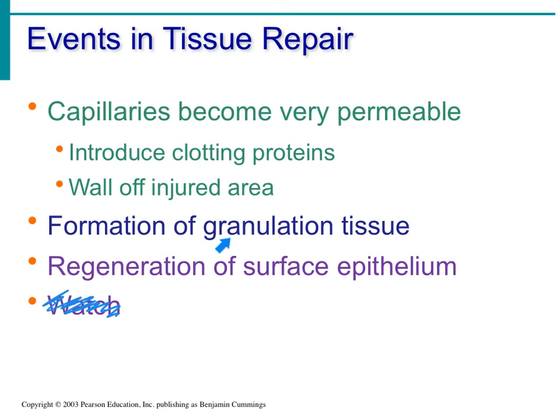Then granulation tissue is formed. That's kind of the precursor to the actual new skin, for instance. And then the surface epithelium will regenerate. That's the last step. So you form a scab, and then underneath the scab, generally, that's where the new granulation tissue forms, and ultimately, hopefully, the new surface epithelium. I will post a little tissue repair video to Schoology, so if you want to watch that to kind of get a visual of this, you can do that.